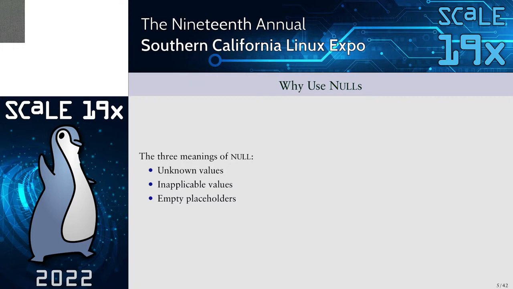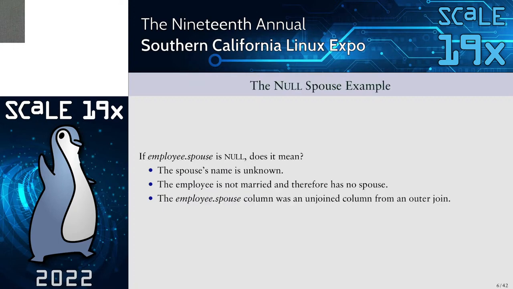Second one would be for an inapplicable value. It's not that you don't know it, it just doesn't apply, right? And the third one is like an empty placeholder. Let me give you some examples of that. Let's suppose we have an employee spouse column. I think this is the clearest one for me.